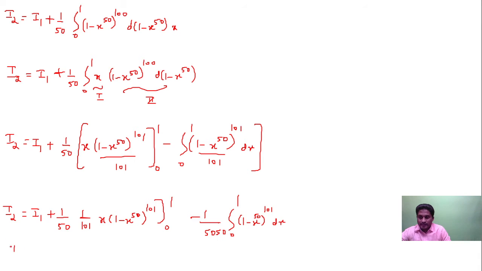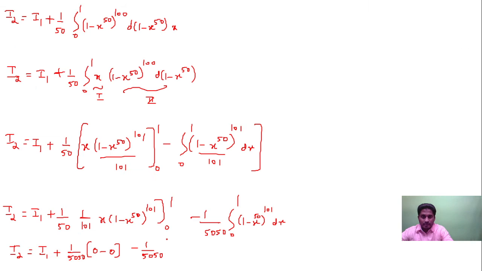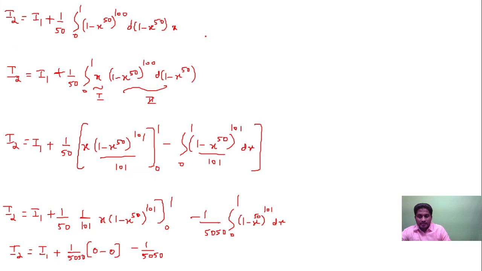So I2 is equal to I1 plus 1 divided by 5050 times upper limit minus lower limit. Upper limit: 1 minus 1 is 0. Lower limit: x is 0, so this will be 0. Minus 1 by 5050, and then this is the integral from 0 to 1 of (1 minus x to the power of 50) whole power 101, which is the same as I2. Look at the question.